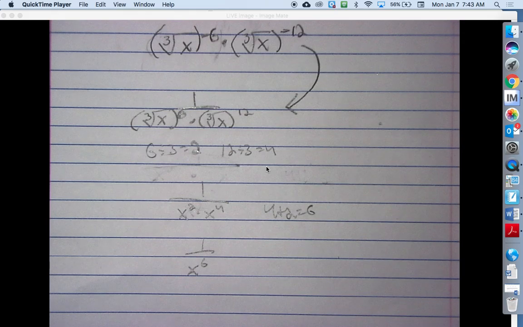When you do that, you get x squared times x to the fourth, and since you're multiplying two exponents, you have to add them, so you do 4 plus 2 equals 6, so you get 1 over x to the sixth. Any questions for Will?